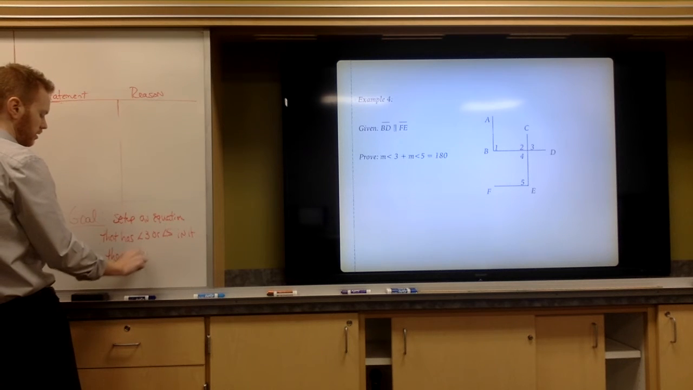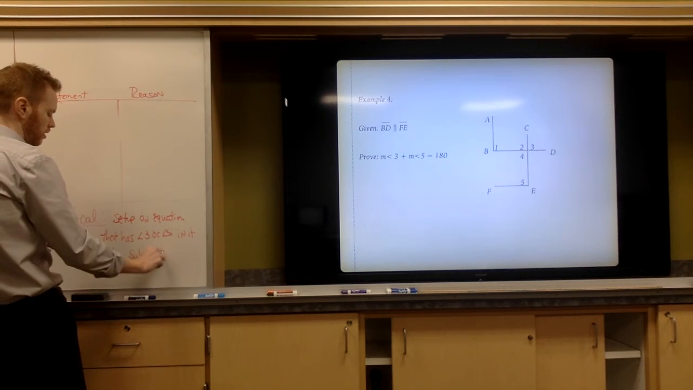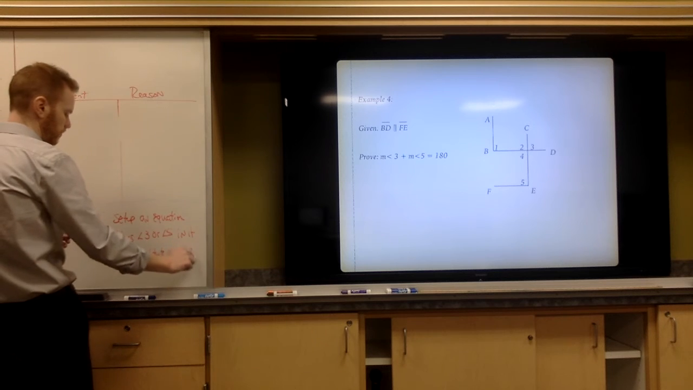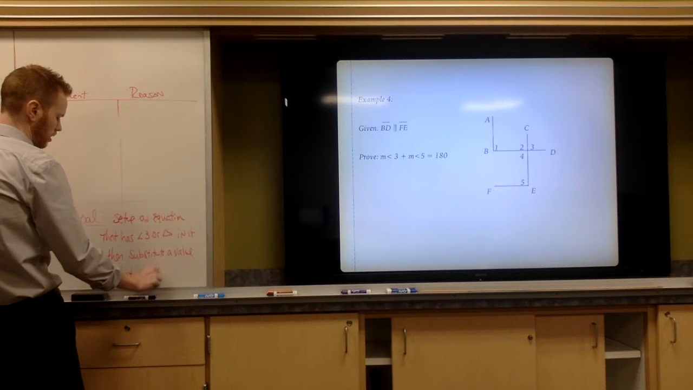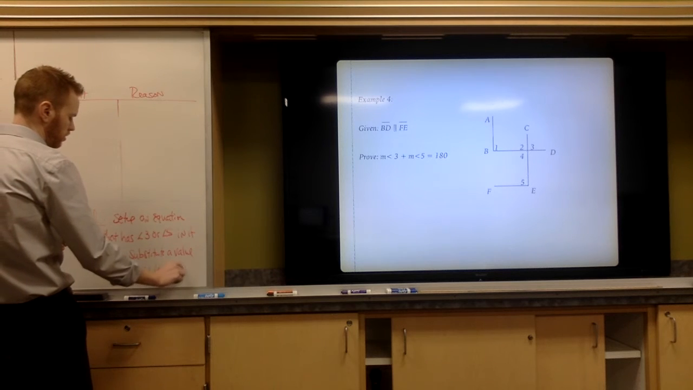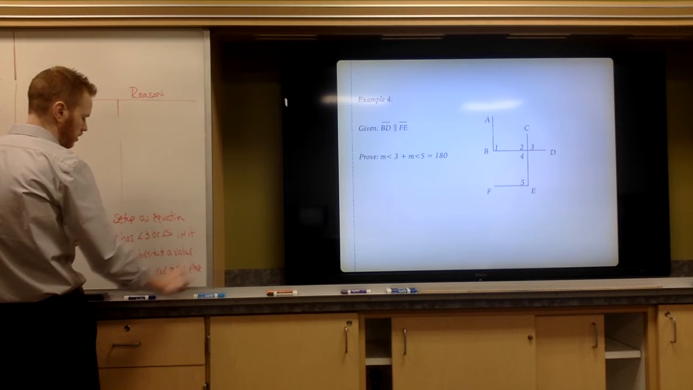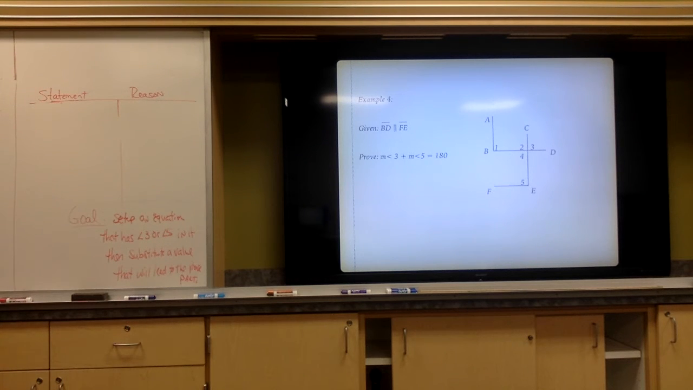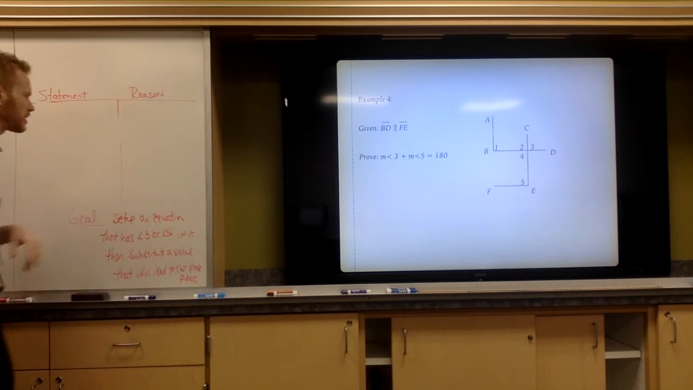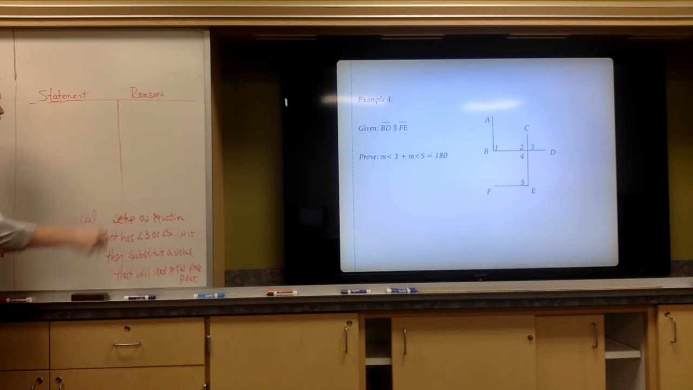Then substitute a value that will lead to the prove part. Okay? Now this might look a lot right now like, what the heck is he talking about? Well, it's going to make more sense when we actually start talking about this proof.